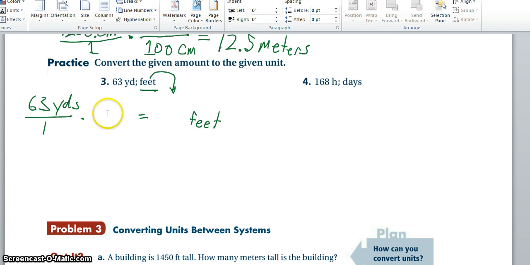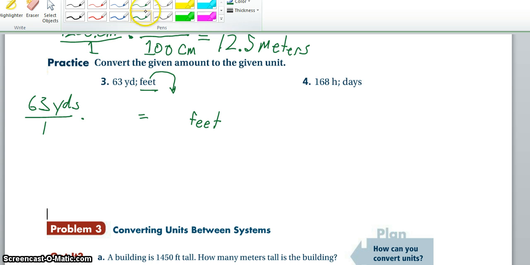All right, since we start with yards and we want to end with feet, we set up our nice little ratios where we have 63 yards on top, 1 on bottom. Since I want to end in feet, I know that feet will be on top. And is there a conversion of yards to feet? Yes, there is. Now, unlike our last one, we're going to have 1 on bottom here because 1 yard is equal to how many feet? That's right, 3 feet.